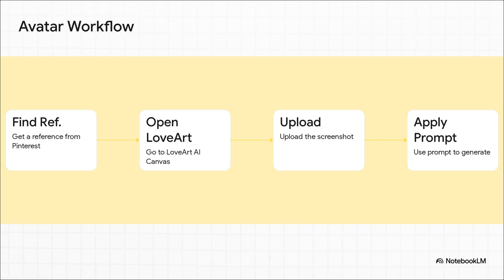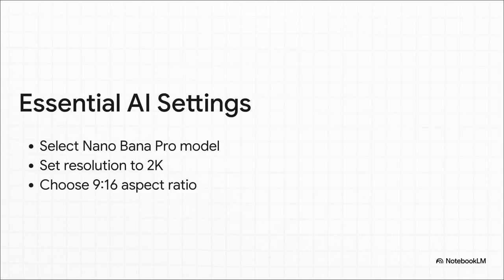Now, having a great prompt is awesome, but your technical setup is absolutely crucial here. To make sure your output is perfectly optimized for Instagram Reels, you must dial in these essential LoveArt AI settings. First, select the Nano Banana Pro model for the absolute highest quality rendering. Set your resolution to a crisp 2K, and for sure, choose the 9:16 aspect ratio so it fills up a phone screen perfectly without any cropping.